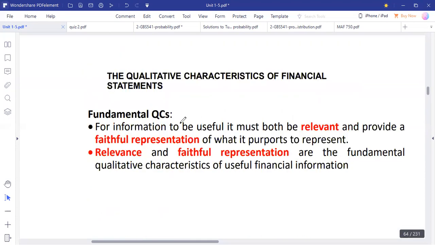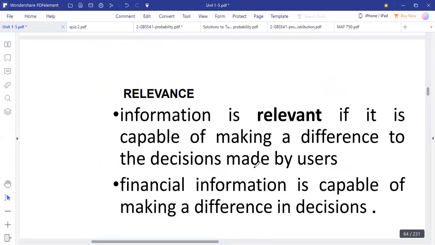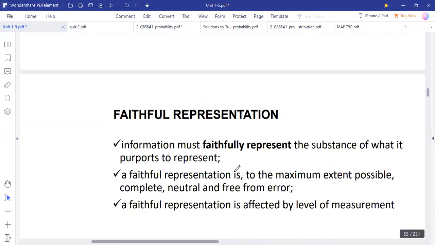So for fundamental qualitative characteristics, they are useful in the sense that they must both be relevant and must provide a faithful representation of what purports to be representative. Relevance and faithful representation are very fundamental characteristics of financial statements that make it useful for the end users. When we are looking at relevance, it means information must be capable of making a difference for decision making by the users. This information should be capable of making a difference in decision making.